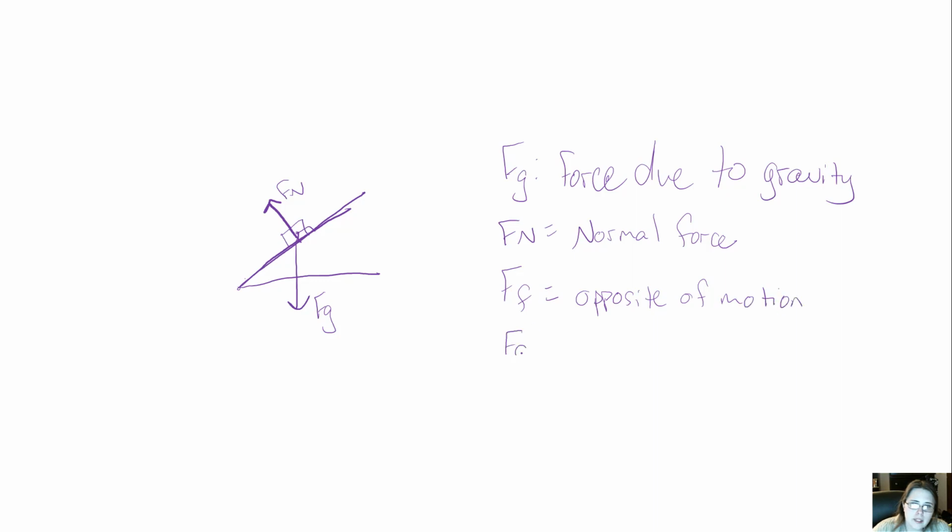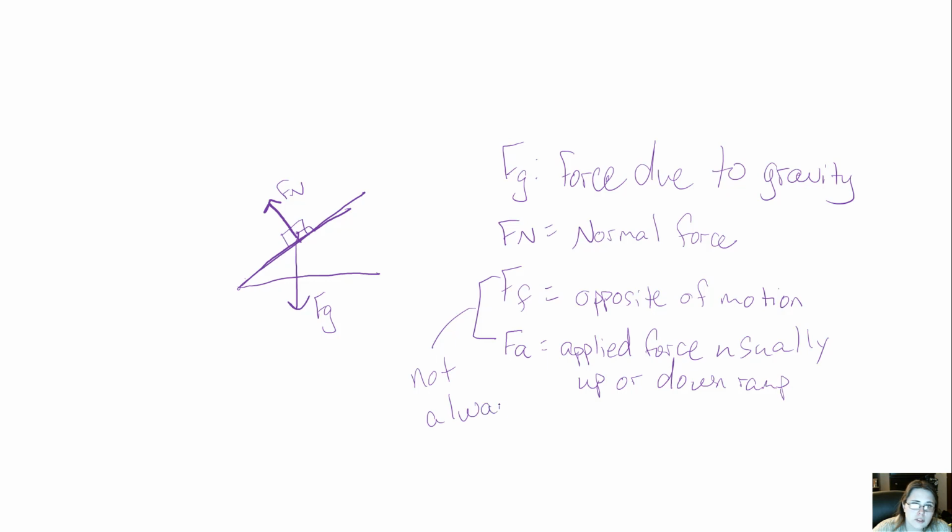And we can have an applied force going up or down the ramp, usually. You won't always have these two. Sometimes it's a frictionless surface, sometimes the only force acting on it is gravity. So you just have to read the problem and see what's going on.